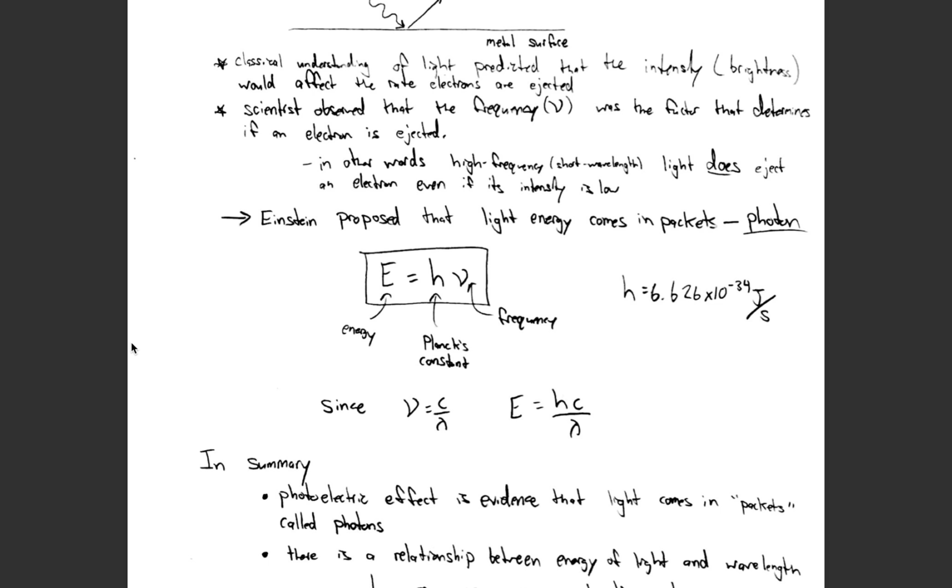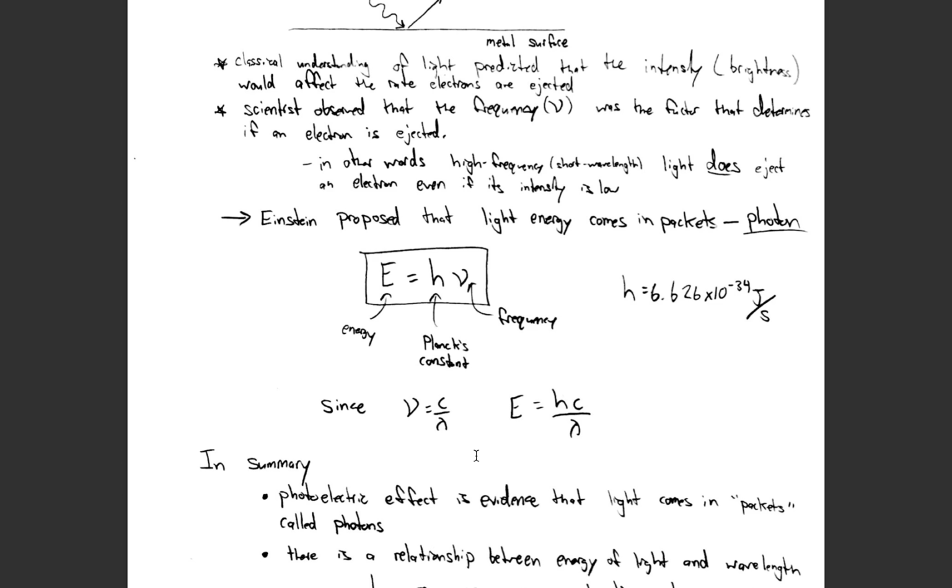So this was actually first proposed by Einstein, that light energy comes in packets, and Einstein called those photons. And he used this equation to actually calculate the energy of a photon. So E equals h nu, and in that equation E is energy. H is what is known as Planck's constant, and you'll notice it's a very, very small number, 6.626 times 10 to the minus 34th joules per second.